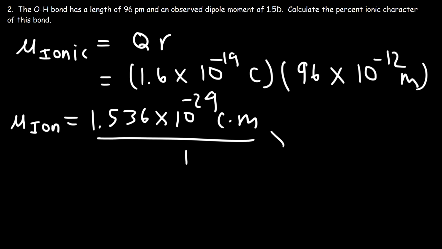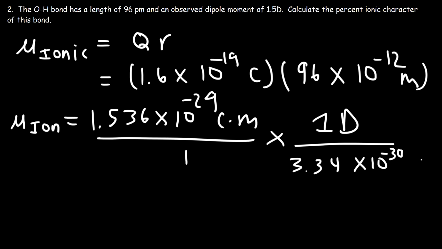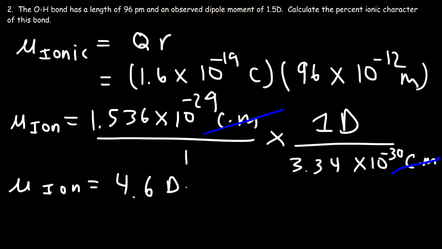Now let's convert that to units of debye. So we're going to divide it by 3.34 times 10 to the negative 30 coulomb meters. So always do it in such a way that the units coulombs and meters cancel. And so you should get 4.5988, or you could just round that to 4.6. So now these are the two numbers that we need at this point.